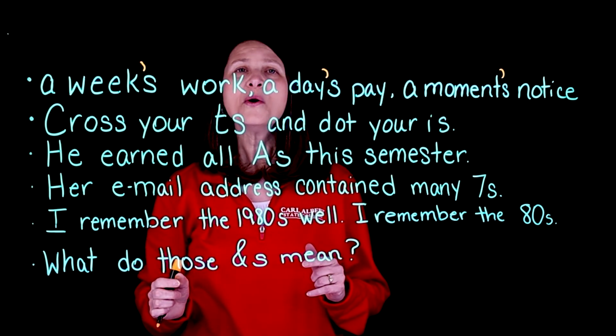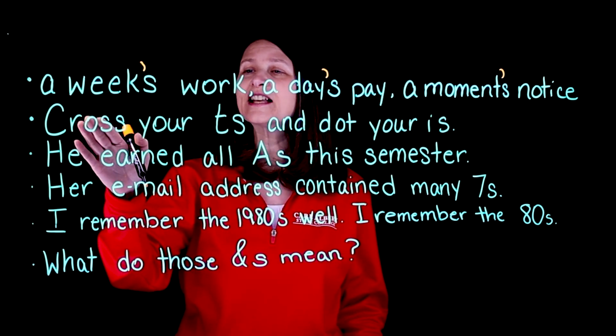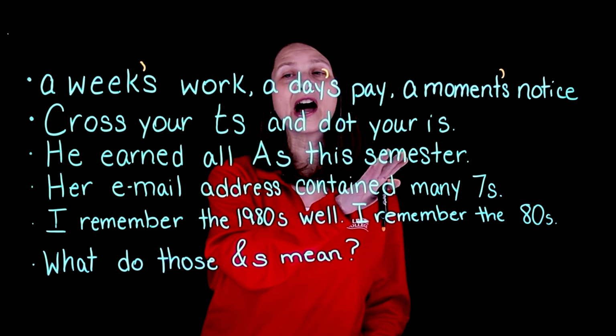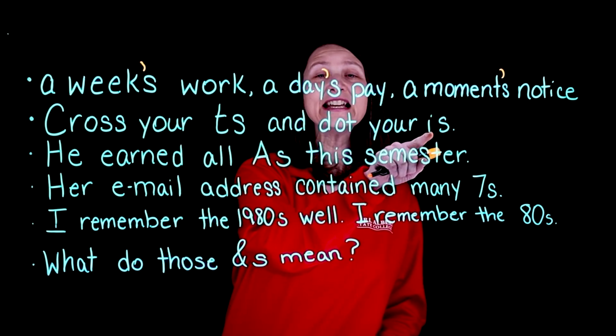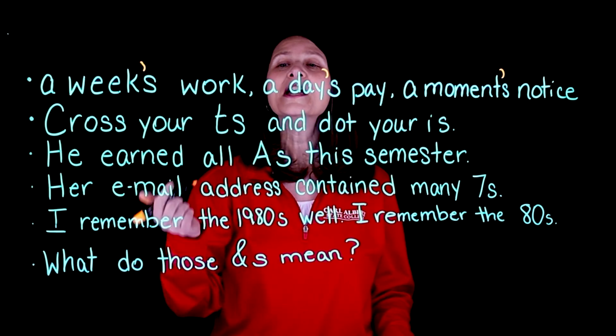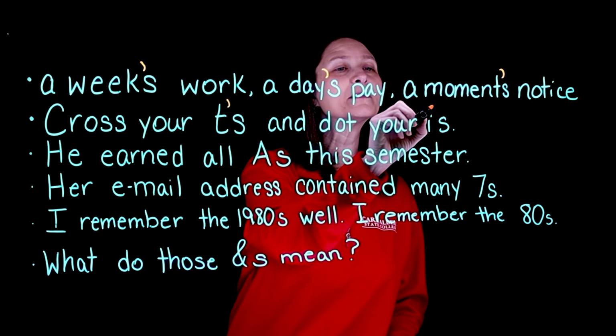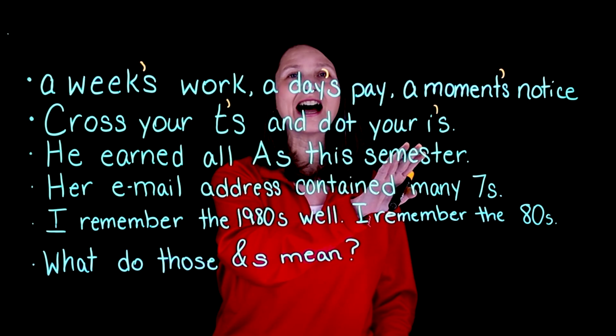With letters, we also need to add apostrophes, and let me show you why. If we have a sentence like this, cross your T's and dot your I's. If we look at this, it looks like the word down here is "is," right? And "Ts," we're like, what does that even mean? But if we add those apostrophes, it becomes very clear to our reader that we're talking about T's and I's.